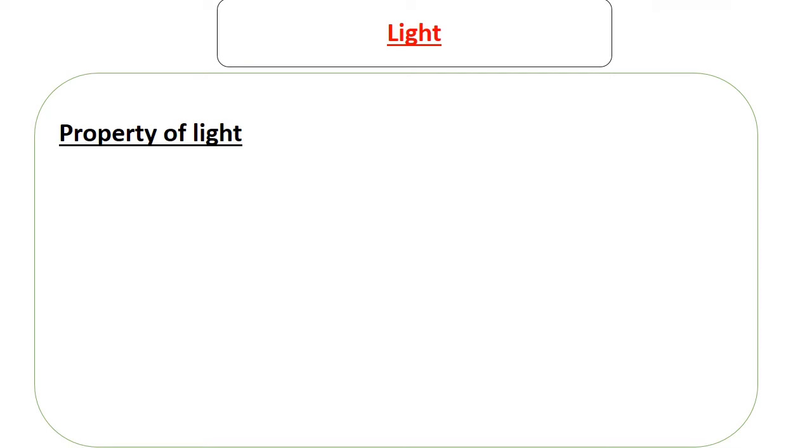Now we go to visible light. We're going to talk about the properties of visible light.